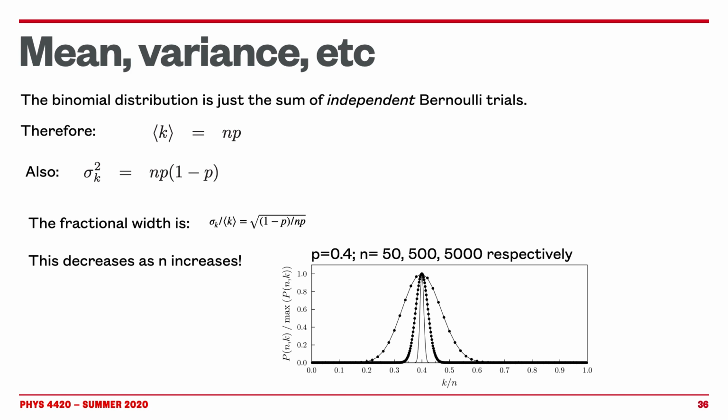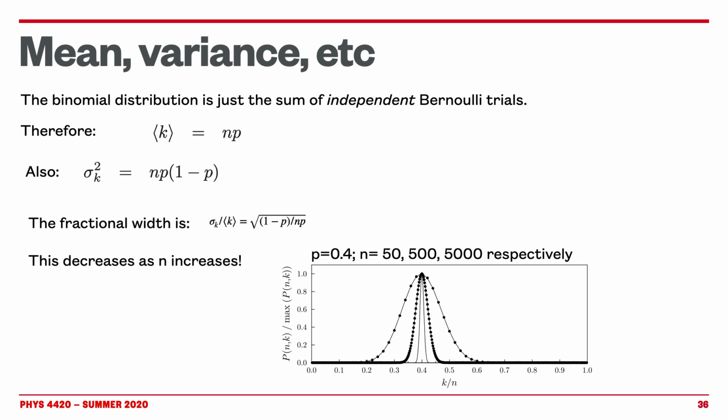Now, what people usually like to do is to look at the fractional width, which is basically a normalization factor, by normalizing the standard deviation sigma k by the expectation value. And when you do that, that allows you to have all the expectation values essentially centered at a given point, which is p, when you divide k by n. You end up with the distribution that's plotted there in the curve. So you have different curves depending on how many values of n you are using, so how many trials you're doing.